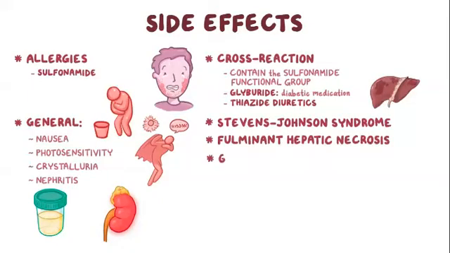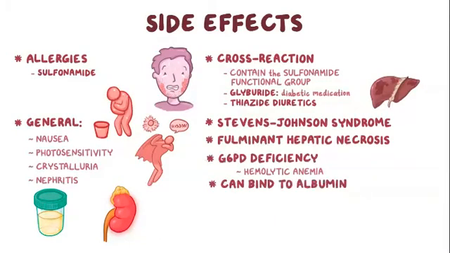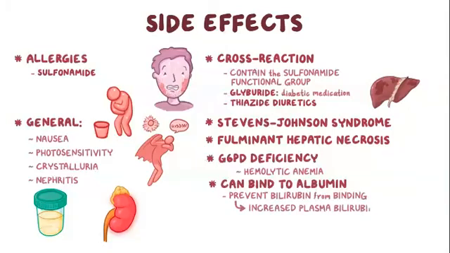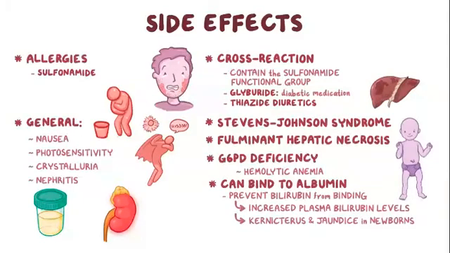Finally, in people with G6PD deficiency, they can cause hemolytic anemia. This medication can bind to albumin and prevent bilirubin from binding, which leads to increased plasma bilirubin levels, leading to kernicterus and jaundice in neonates.